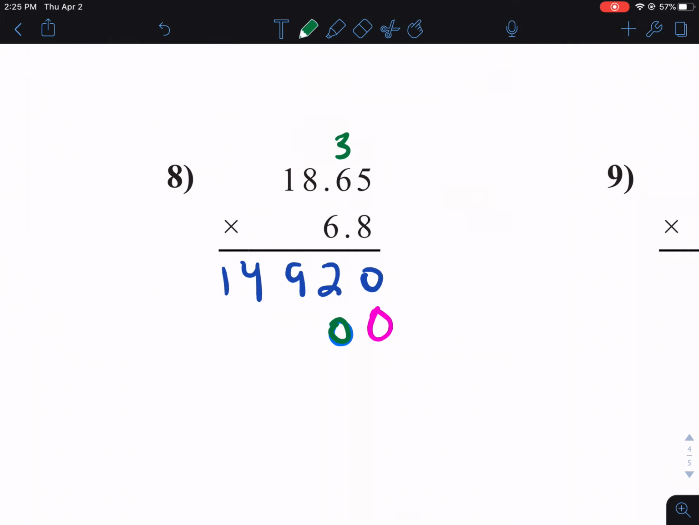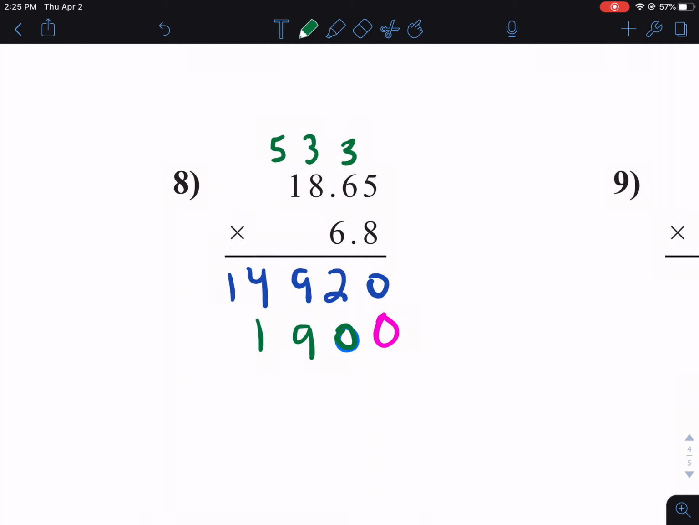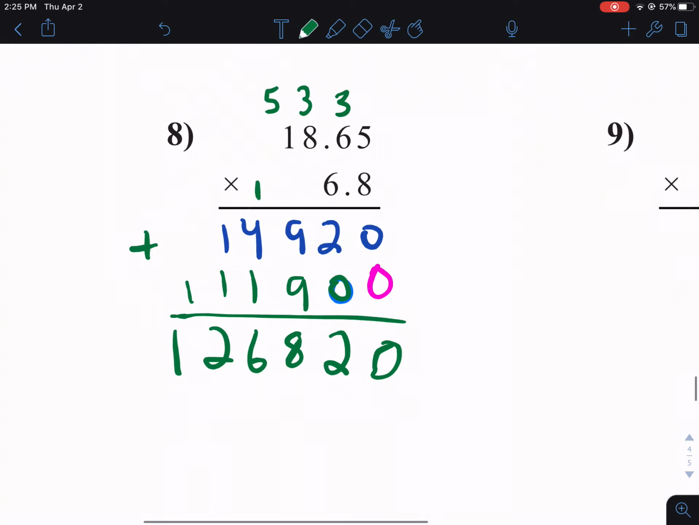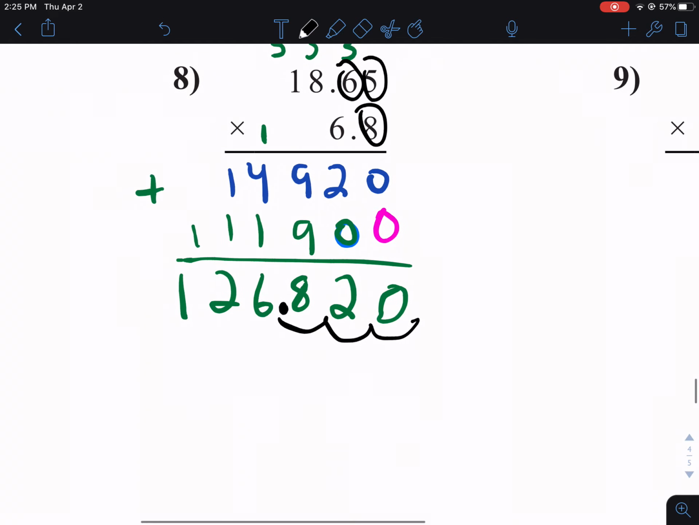6 times 6 is 36, plus 3 is 39. 8 times 6 is 48, plus 3 is 51. 1 times 6 is 6, plus 5 is 11. I add a 0 and now add. 18, 6, 2, 1. How many are behind the decimal? 1, 2, 3. 126.820 thousandths.